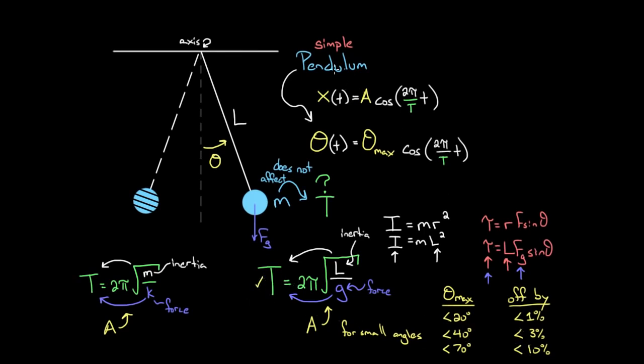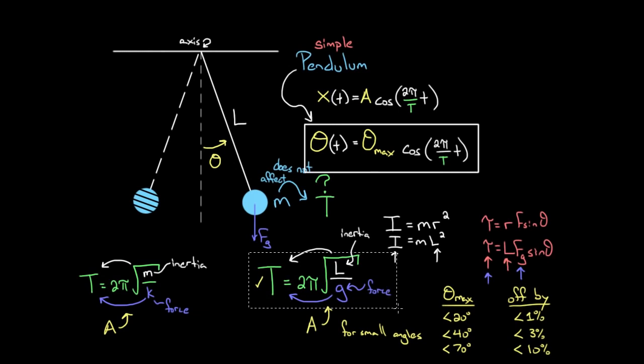So recapping, for small angles, i.e. small amplitudes, you could treat a pendulum as a simple harmonic oscillator. And if the amplitude is small, you can find the period of a pendulum using 2 pi root L over g, where L is the length of the string and g is the acceleration due to gravity at the location where the pendulum is swinging.